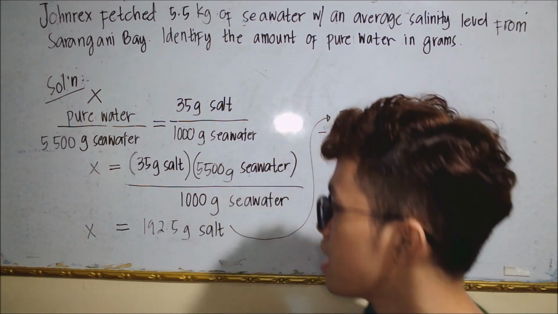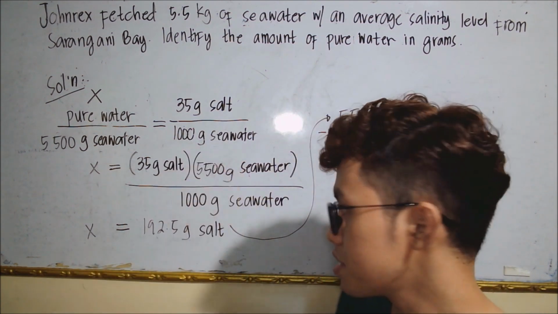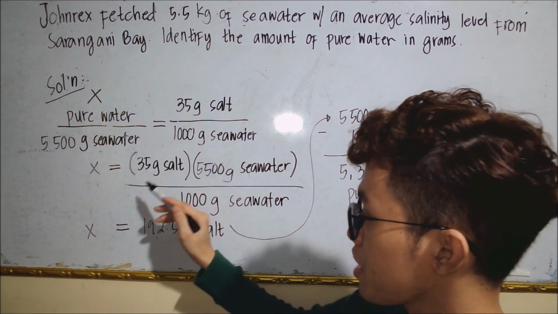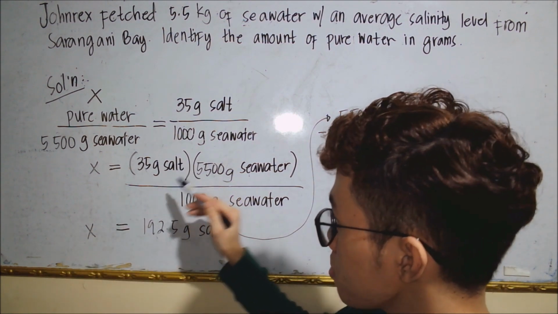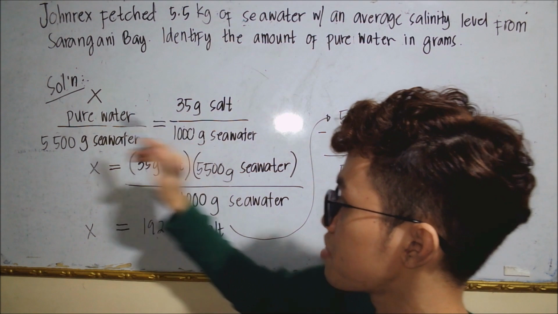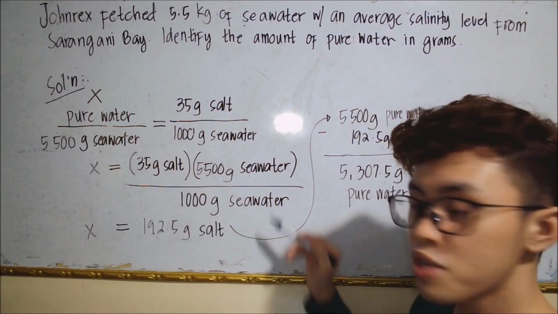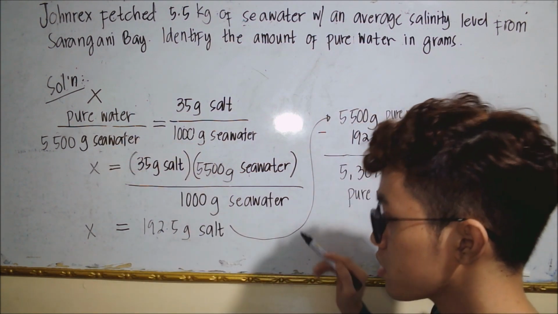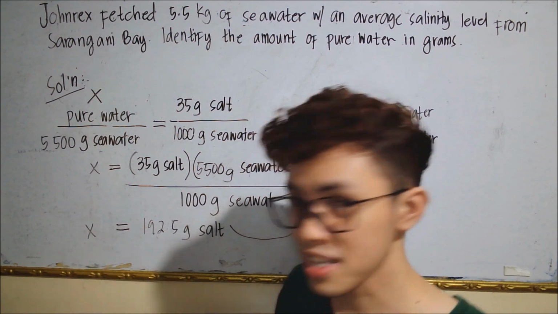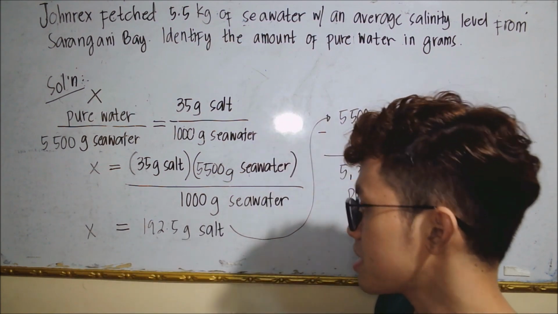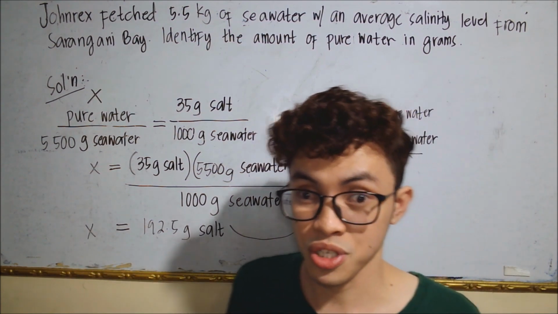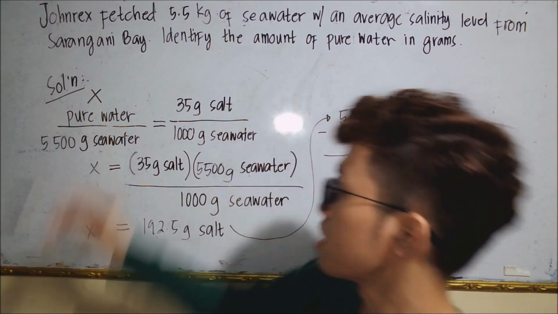Okay, now you perform the operations. X is equal to 35 grams of salt times 5,500 grams of seawater over 1,000 grams of seawater. And here you'll get X is equal to 192.5 grams of salt.